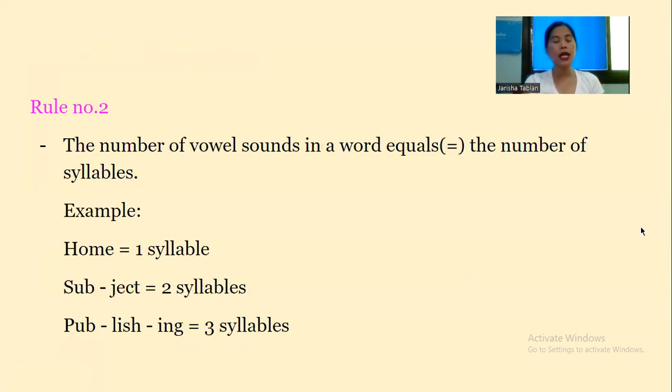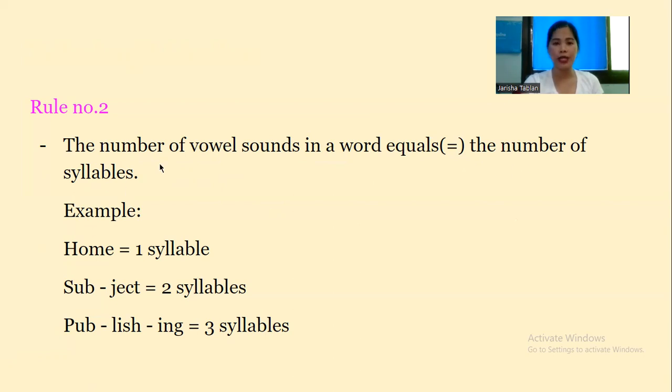Okay. Now, again, you have to remember this one because our class now is about reading. I have to let you read more and more. Next week, we will be having a poem, reading poem. So I want you to know how to read. Rule number 2, let us read all together. The number of vowel sounds in a word equals the number of syllables.